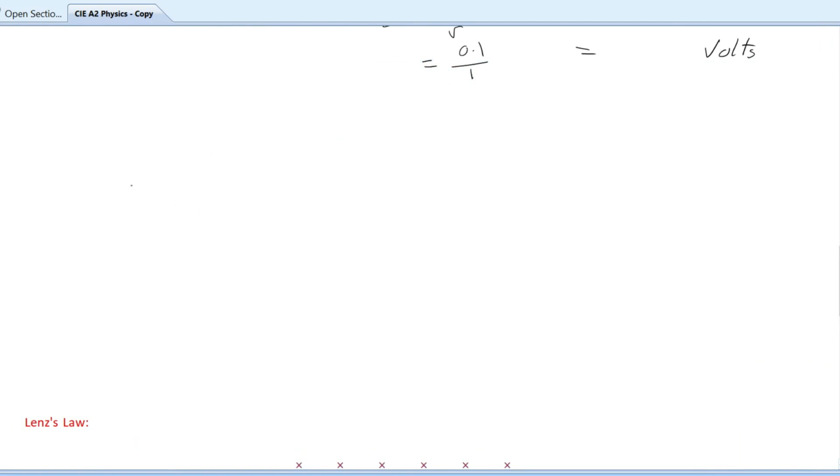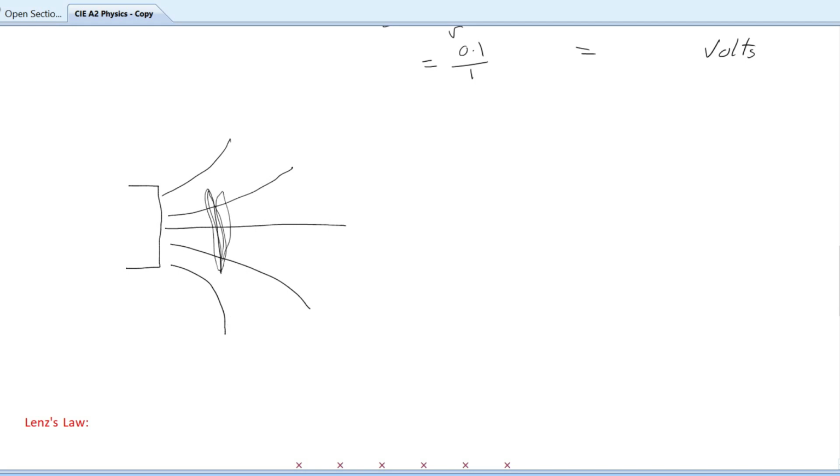If you rotate this coil, if you have this magnetic pole here and the field is going like this, if you have a coil here, and this coil is rotated so it becomes horizontal, but in the same region. What happens then?